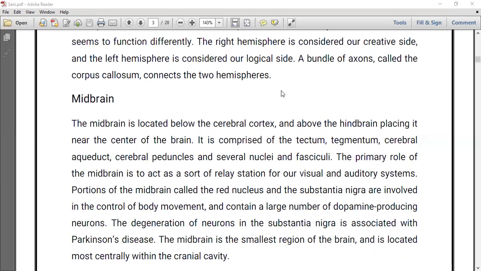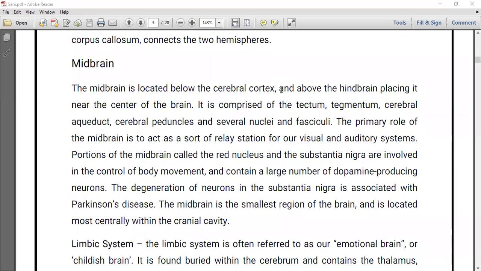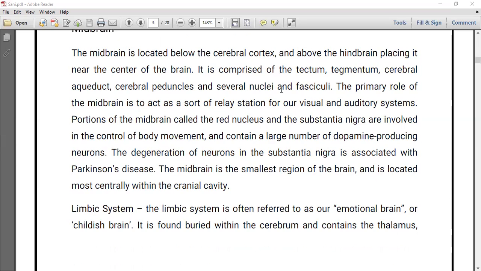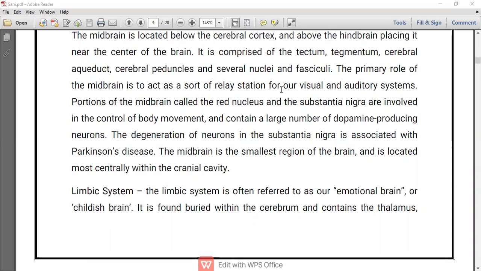The midbrain is located below the cerebral cortex and above the hindbrain, placing it near the center of the brain. It is comprised of the tectum, tegmentum, cerebral aqueduct, cerebral peduncles, and several nuclei and fasciculi. The primary role of the midbrain is to act as a sort of relay station for our visual and auditory systems. Portions of the midbrain called the red nucleus and the substantia nigra are involved in the control of our body movement and contain a large number of dopamine producing neurons.